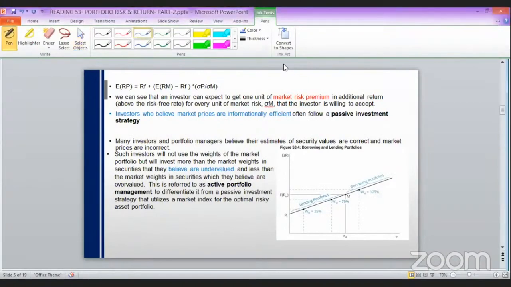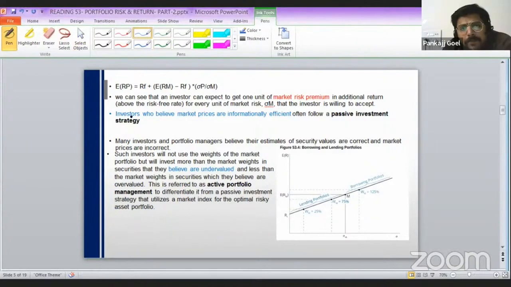Now, investors who believe market prices are informationally efficient do passive investment. But there can be certain people who say that we can earn more return by applying our own strategy. We think that securities are highly undervalued, and by borrowing some money and investing in that, we will earn more return. So that is basically a kind of active portfolio management.